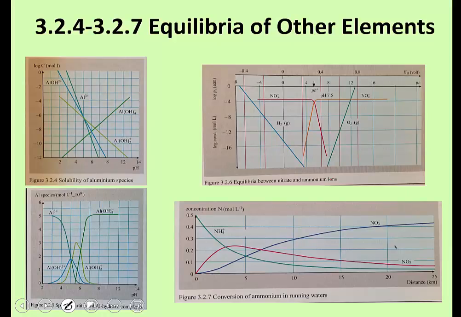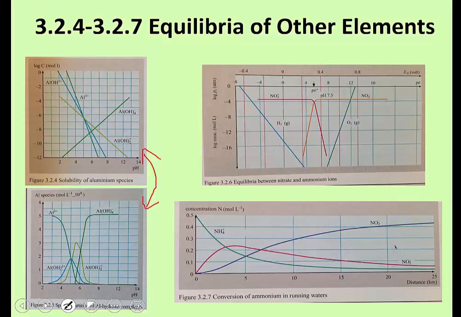In the next section, the author just shows some equilibria for other elements that can be important in aqueous systems. I'm not going to go into a lot of detail on these, but just note 3.2.4 and 5 deal with aluminum. The reason he points those out is because aluminum is a fairly common metal in a lot of systems, particularly in Europe where the author is from, and aluminum also can have a toxicity to fish and other organisms in the water. So aluminum is one that is very often monitored.